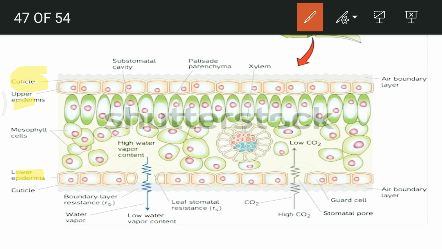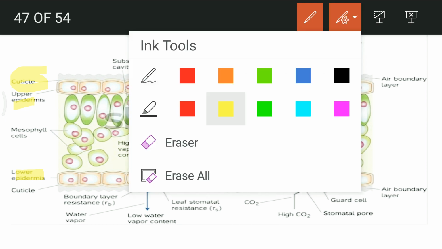The stomatal opening is present in case of the lower epidermis, and from here, the exchange of gases occurs at a very rapid speed. Mesophyll cells are mentioned. There is one thing which is missing, which is the palisade layer.